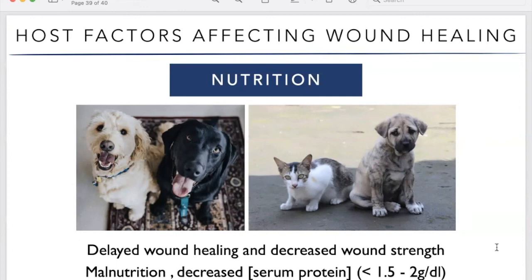It will just heal slower. And when the wound heals slower, there is a higher risk for it to be infected while it's healing, right? And the scab or the wound matrix that it will form will not be as strong as in good, well-kept dogs and cats and large animals.